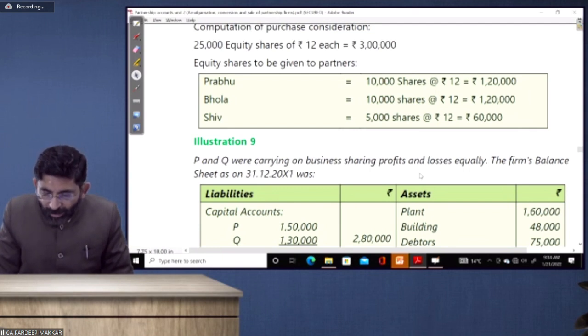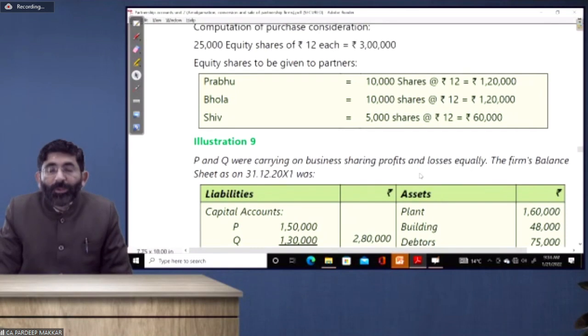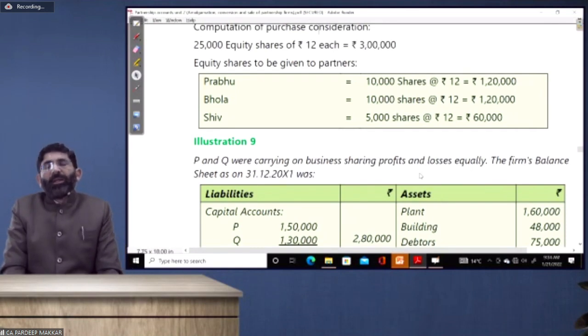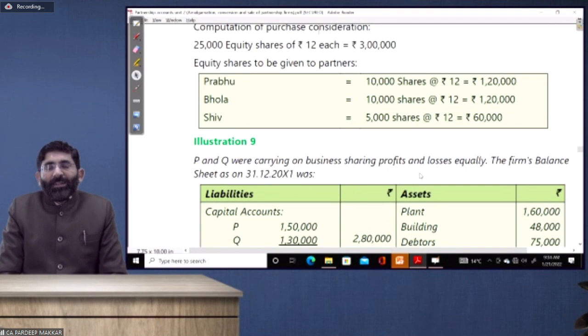Sir, why is unrecorded liability not recorded in the realization account? Beta, I am saying again and again, remember this thing. I would like to explain in Hindi also.